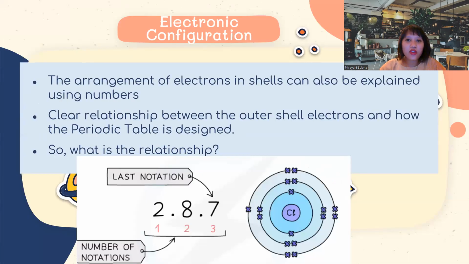Other than using the electron shell diagram, we can also depict the arrangement of the electrons by using numbers. This is the second diagram, how we can depict the electrons. Now, there is a clear relationship between the outer shell electrons and how the periodic table is designed. So what is the relationship?